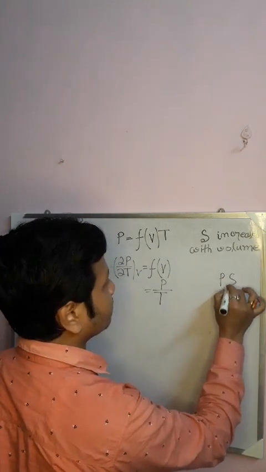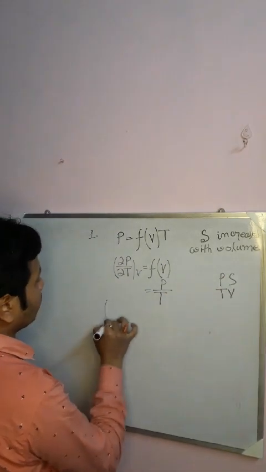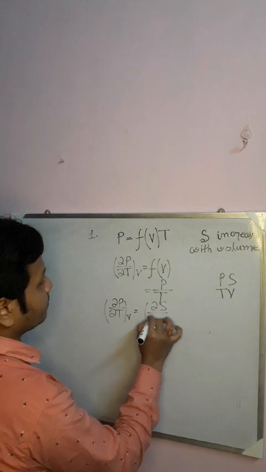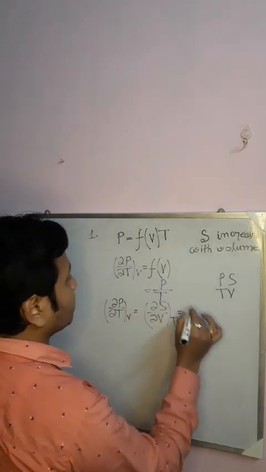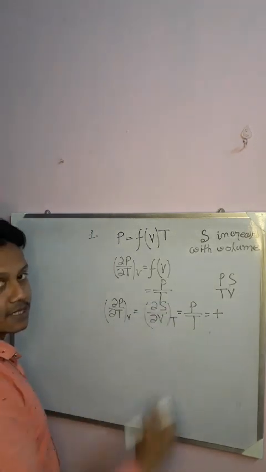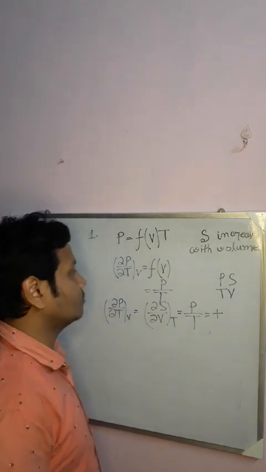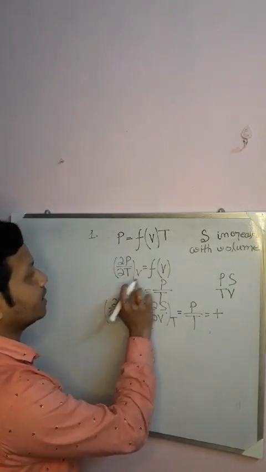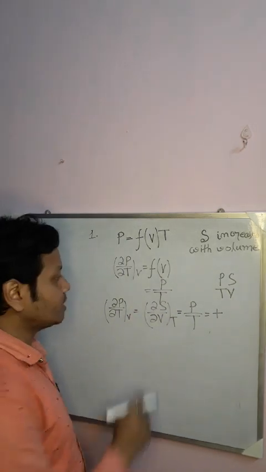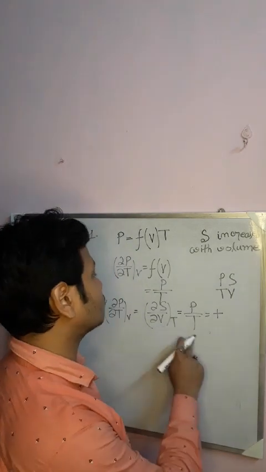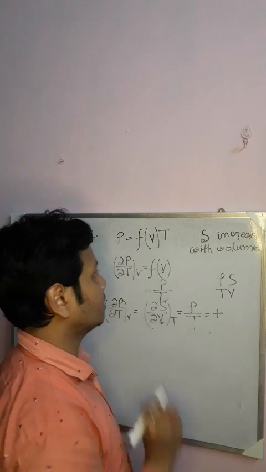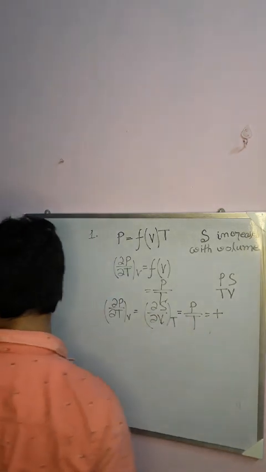Now from Maxwell's relation what can we write? Del P del T at constant volume equals del S del V at constant temperature. So this we can also write as P by T. So this P by T is a positive quantity, which means entropy increases with volume. So it is a simple and interesting problem. From this line we can write del P del T at constant volume equals f of v, which is P by T, and del P del T at constant volume means del S del V at constant temperature. So this is also equal to P by T, and since P by T is a positive quantity, S increases with V. So this is a simple and interesting problem.